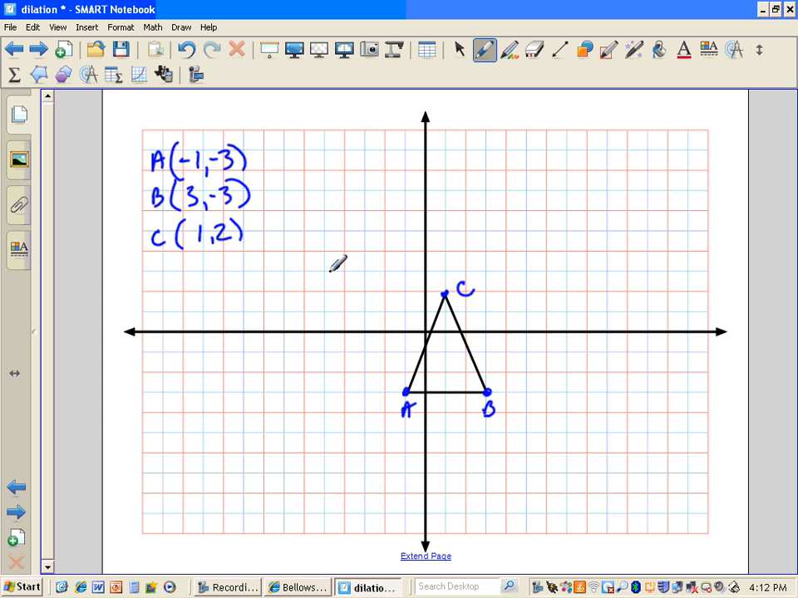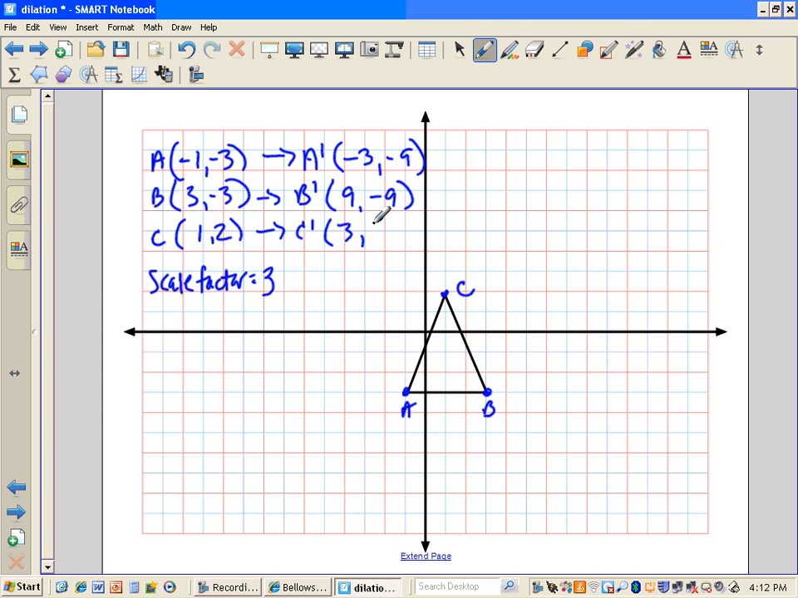If I want to dilate this, make this whole triangle bigger so it appears that I'm closer to it, I'm going to take each of these points and multiply both the x and the y parts by a scale factor. So I'm going to just choose my scale factor in this case to be 3. So that means I'm going to multiply -1 times 3 and -3 times 3. So my new A prime becomes (-3, -9). Okay, multiply both. And B prime becomes (9, -9). And C prime becomes (3, 6).